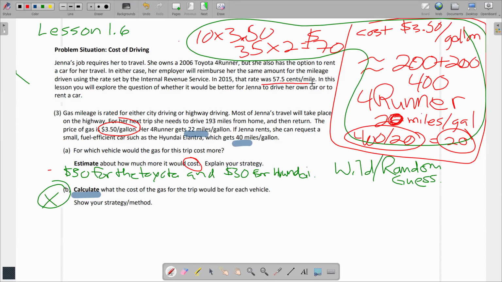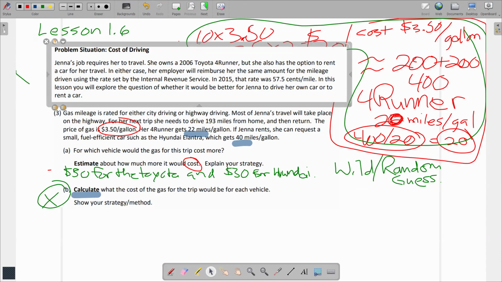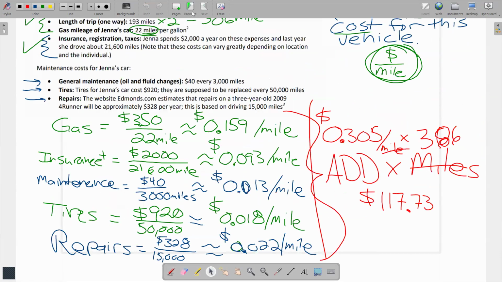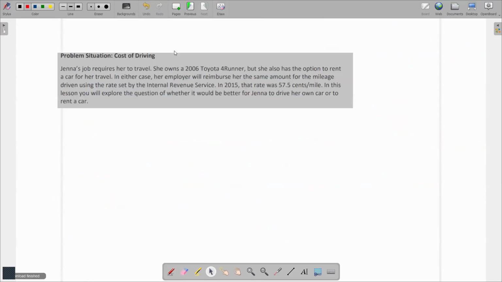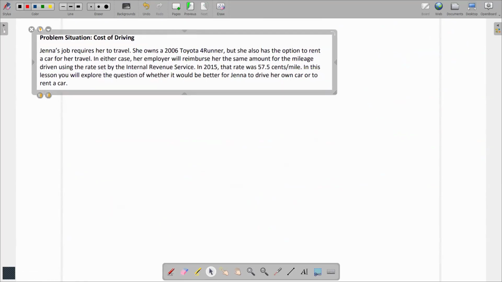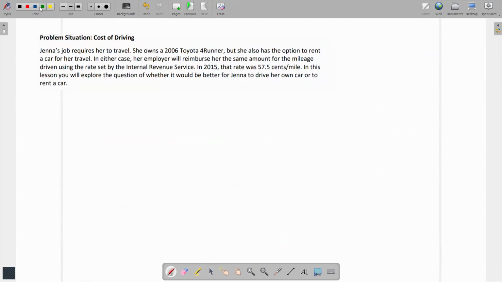So let's see what is her boss going to reimburse her? Okay, so new page for that. I'm going to steal this and bring it to a new page. Okay, so we still haven't taken that into account, and there's a next question about this. So let's see, 57.5 cents. Let's write that as dollars. As dollars, that would be 0.575 per mile.